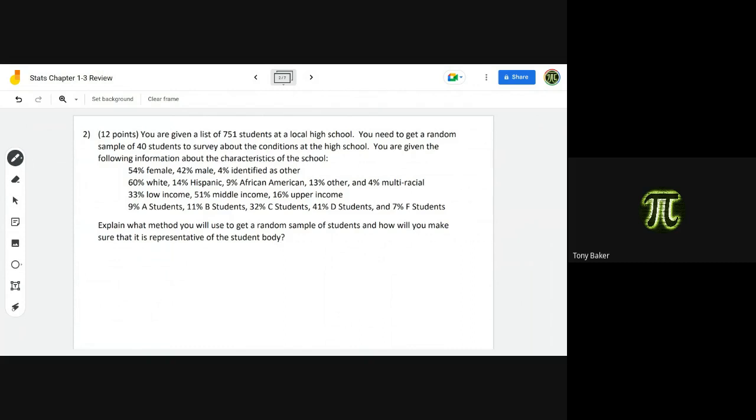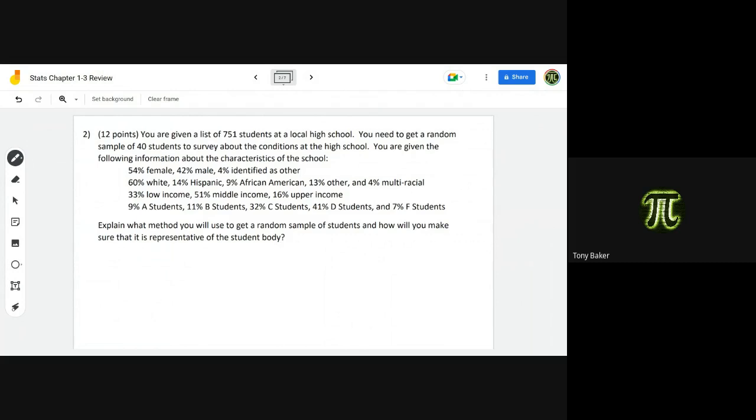So there's a whole bunch of characteristics of the school. How would you like to get a random sample of the students? So this is one of those questions that there is not one right answer. It really depends on how you explain what you're going to do. And that's why it's worth a little more points, because there's a little more work behind it. So what are some ways that you can get random samples?